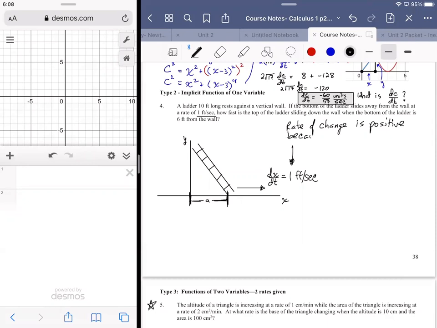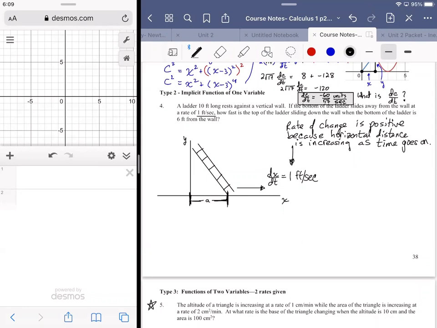Because horizontal distance is increasing as time elapses, as time goes on. For positive changes in time, we expect more distance.